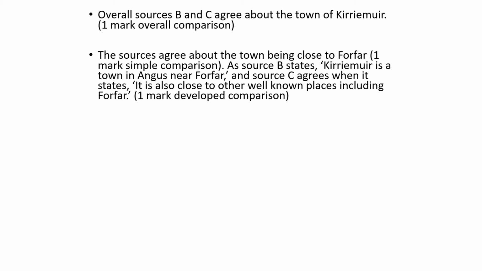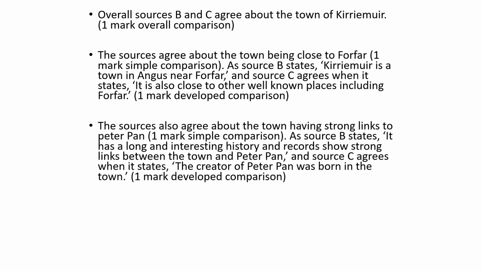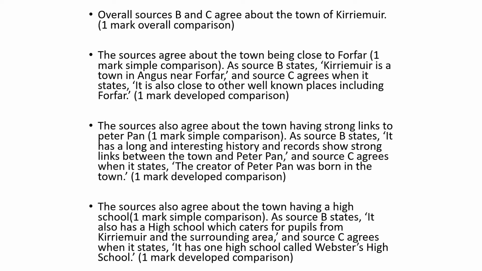So there's another mark for developing your comparison. The sources also agree about the town having strong links to Peter Pan. There's another mark. Then the quotes that match. As source B states, it has a long and interesting history and records show strong links between the town and Peter Pan. And source C agrees when it states the creator of Peter Pan was born in the town. In the last part, the sources also agree about the town having a high school. There's a mark. As source B states, it also has a high school which caters for pupils from Kirriemuir and the surrounding area. And source C agrees when it states it has one high school called Webster's High School. So that's how you answer the source comparison question.